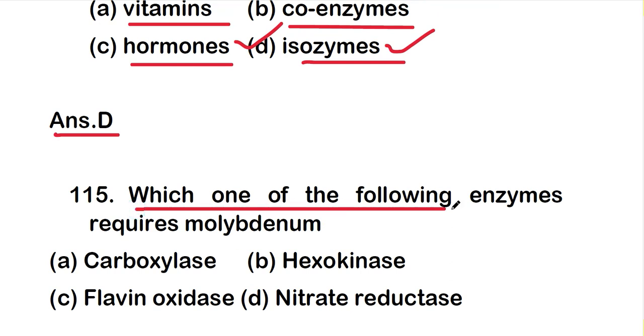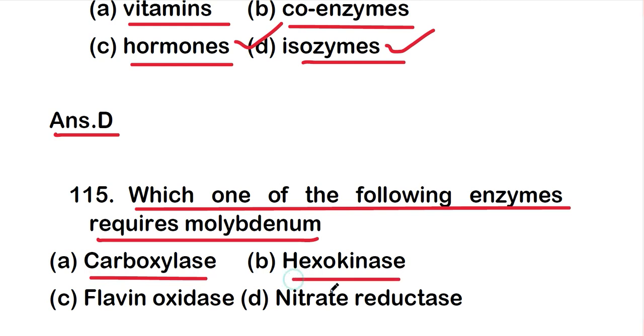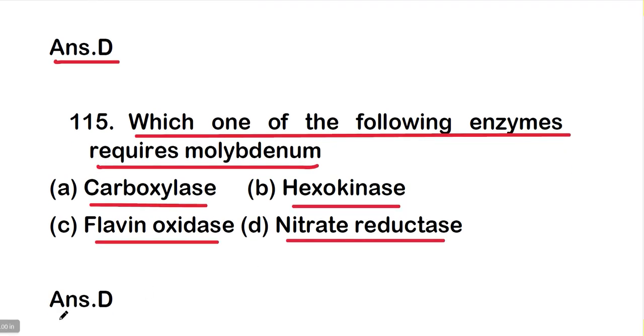So which one of the following enzymes requires molybdenum? And the options are option A carboxylase, option B hexokinase, option C flavin oxidase, option D nitrate reductase, and the right one is option D, that is nitrate reductase. So nitrate reductase is an enzyme which requires molybdenum.